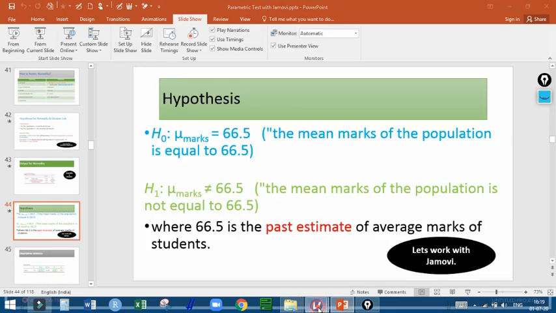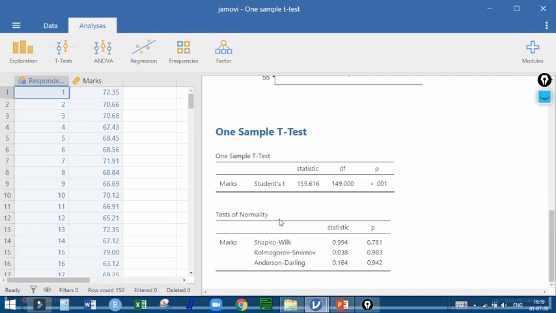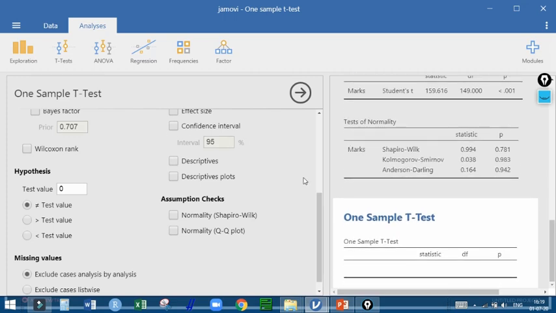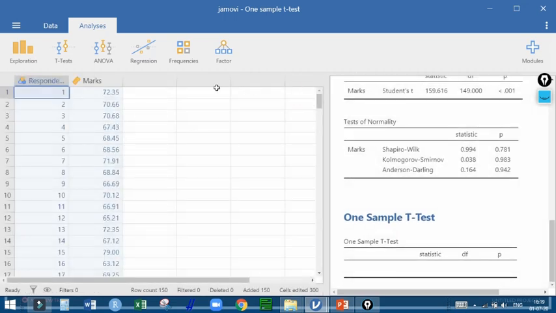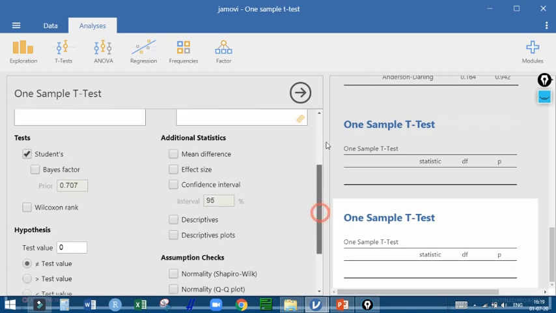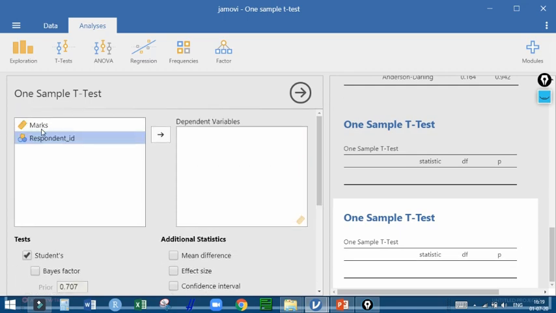Let's check in Jamovi. This is my sample data, this is my data file. To perform the one sample t-test, click on Analyze, click on t-test, click on one sample t-test. Click on this arrow to get the commands. In one sample t-test, shift the marks to the variables.